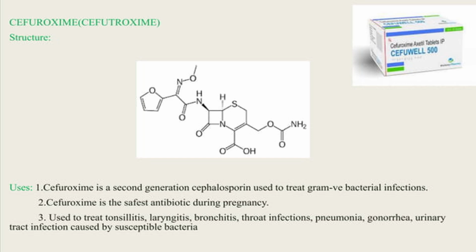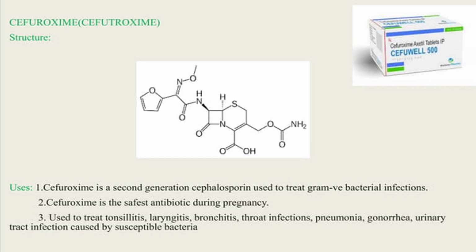Cefuroxime. Cefuroxime is a second generation cephalosporin used to treat gram-negative bacterial infection. See, first generation is selectively active towards gram-positive bacteria. Moving from second, third to the fifth generation, there is an increase in the spectrum of activity. Third, fourth and fifth generation are active against both gram-positive as well as gram-negative bacterial infections.